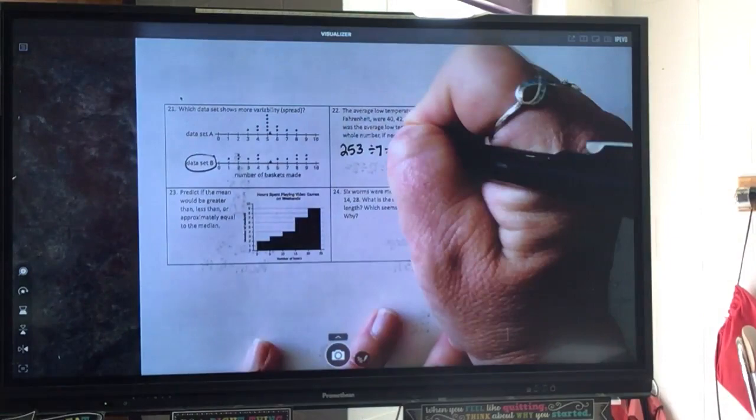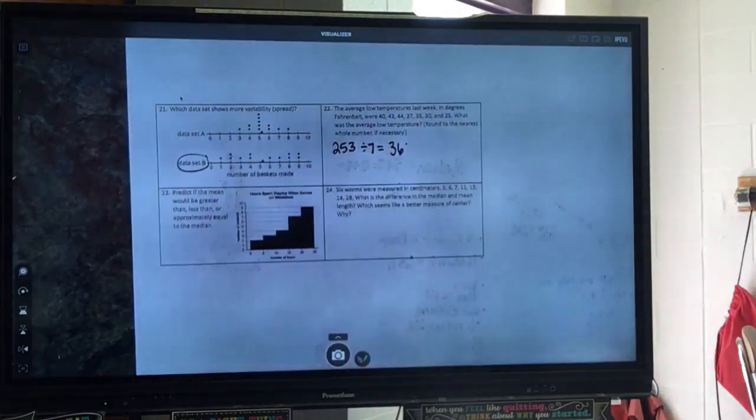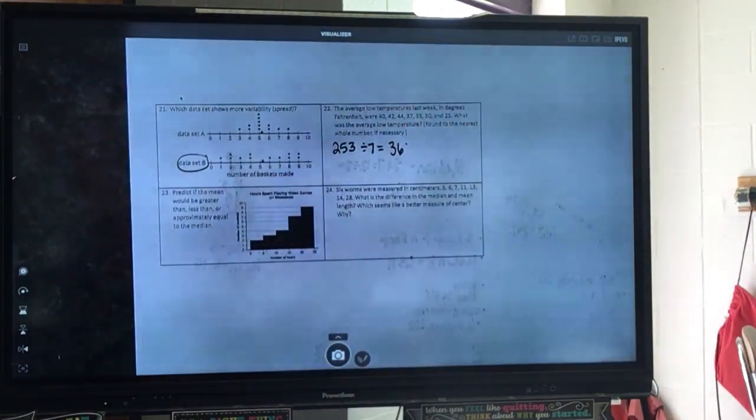Have mercy, child. I'm stuttering. That was a little scary, but I think we got it. So yes, your answer for this one should be 36, because when you add all those numbers up, you get 253. Why did you divide by 7? Because I counted how many numbers there were. And it's also a week. How many days are in a week? 7.